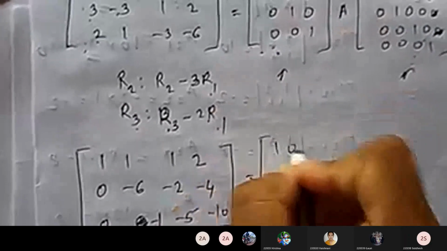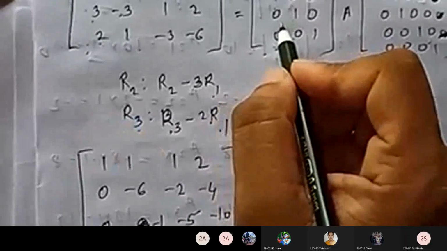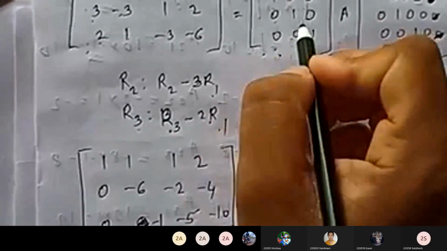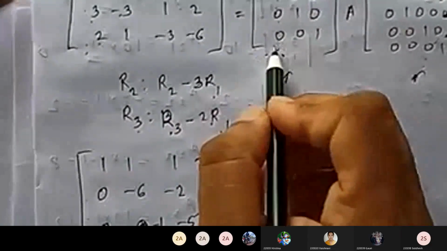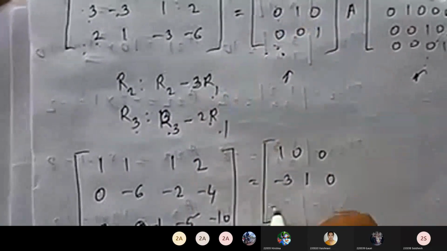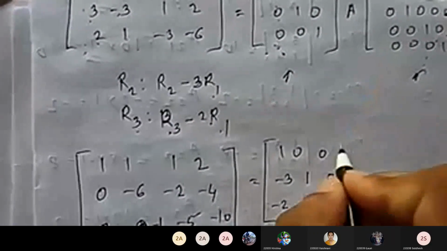What we get here? R1 same, R2 may change. 0 minus 3 times 1, so minus 3. 1 minus that 0, so 1. Here we get 0 only. R3, 0 minus 2 times R1, so minus 2. 0 only and 1 only. We get that. After that, keep A as it is. Take that.